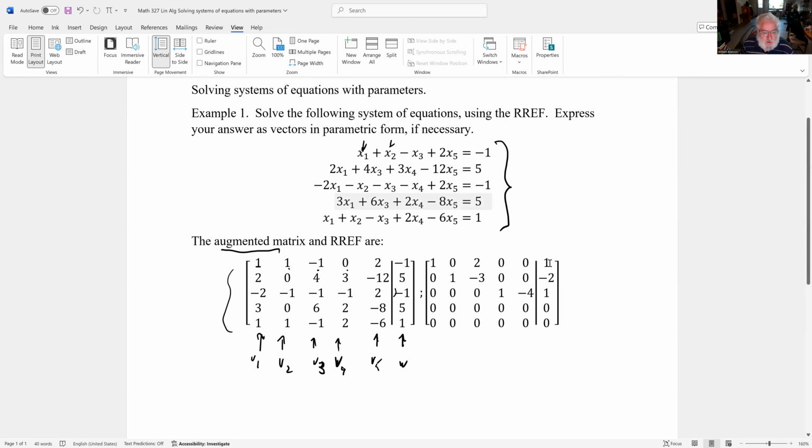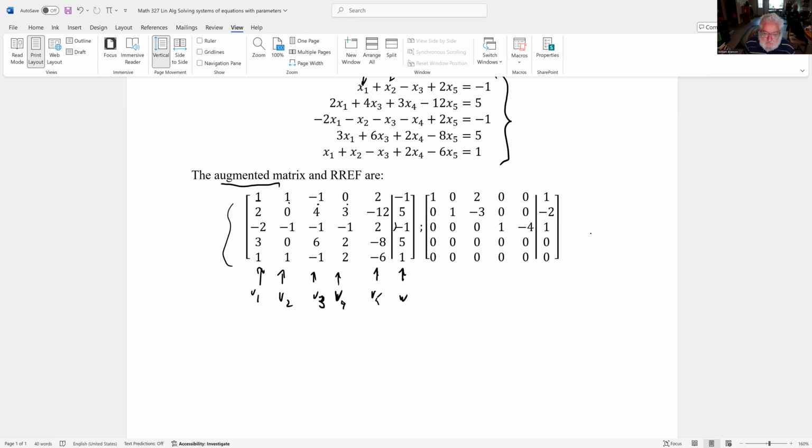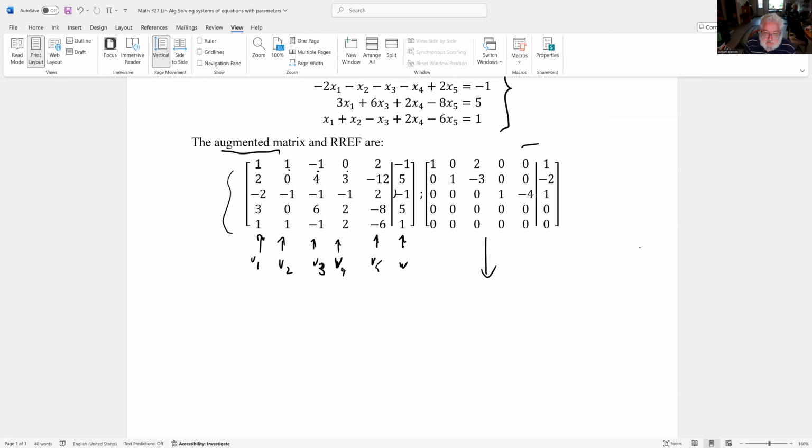So what the reduced row echelon form can do, and that's what this is, it takes this system of equations and turns it into this system of equations. And the nice thing about the reduced row echelon form is that it preserves the solutions. The solutions to this set of equations are the same as the solutions to this set of equations. So if I turn these back into equations, this is x1, x2, x3, x4. These are the coefficients of these variables, and this is the right-hand side. What do we have?